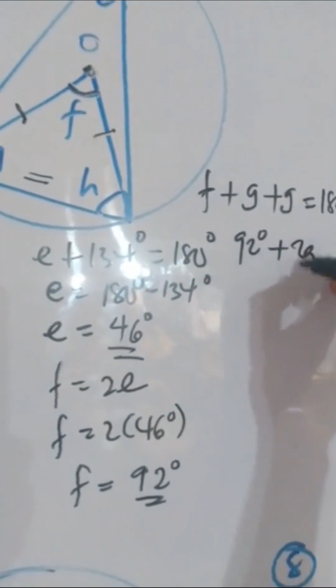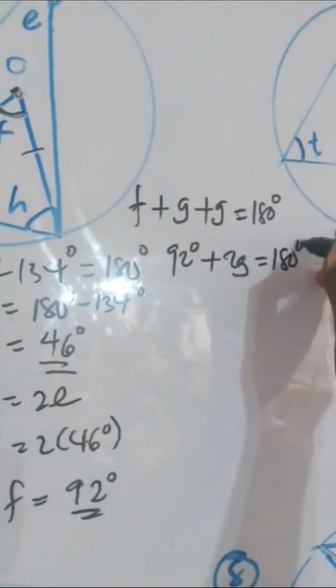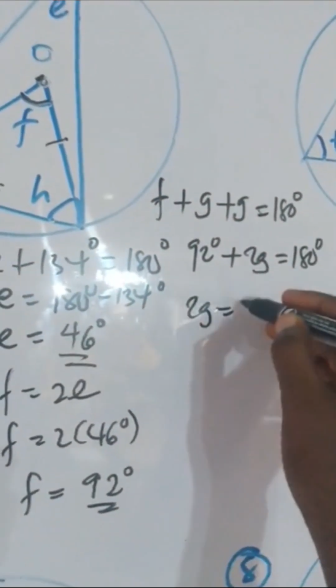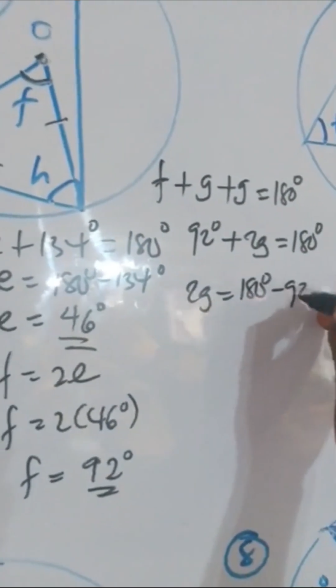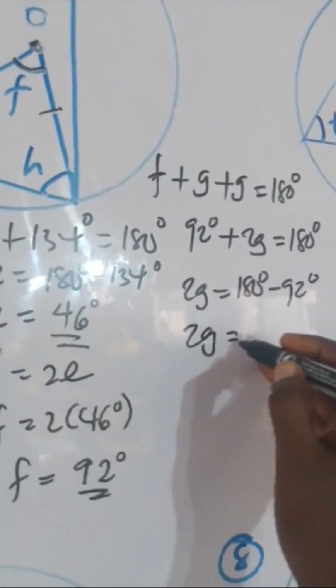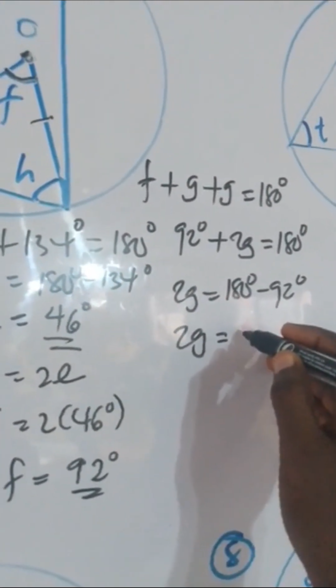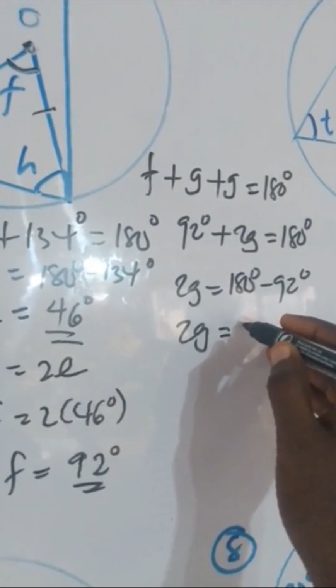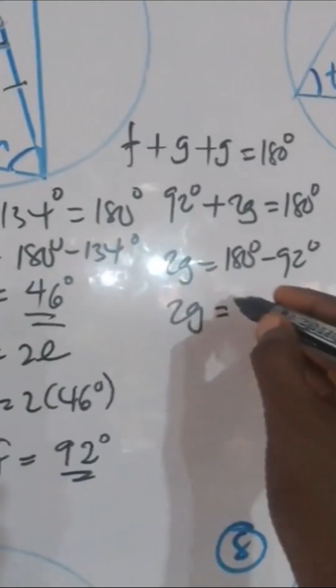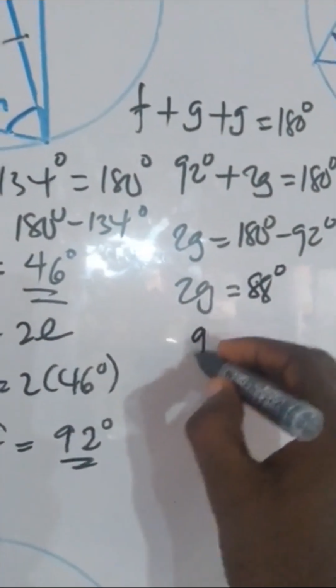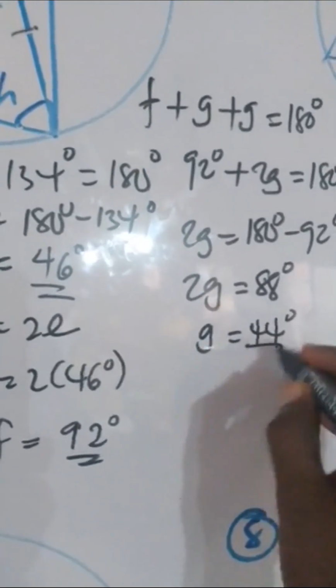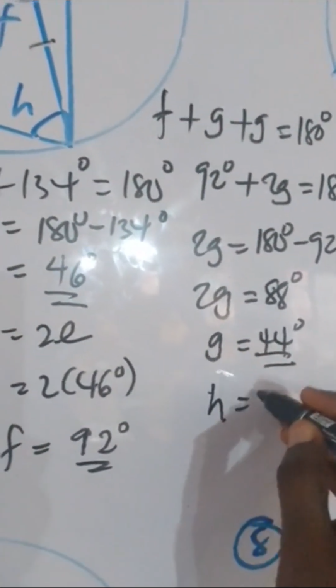G plus G, 2G equals to what? From here, it means 2G equals 180 degrees minus what? What is 2G, class? So 2G is what? 88. From here, divided by 2, what's G? So since G and H are equal, what's H also?